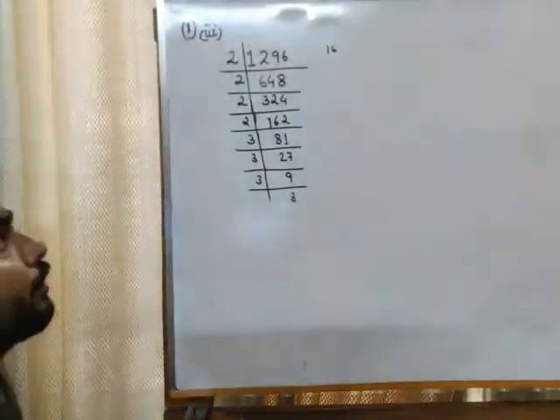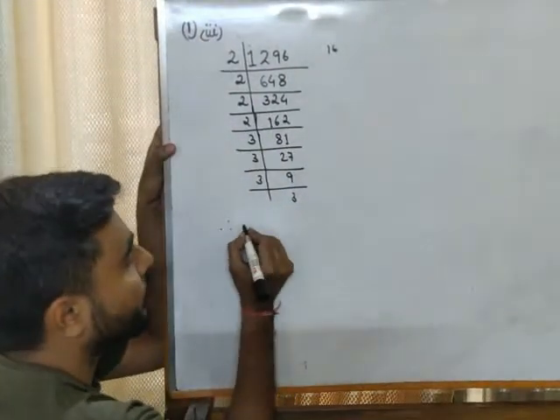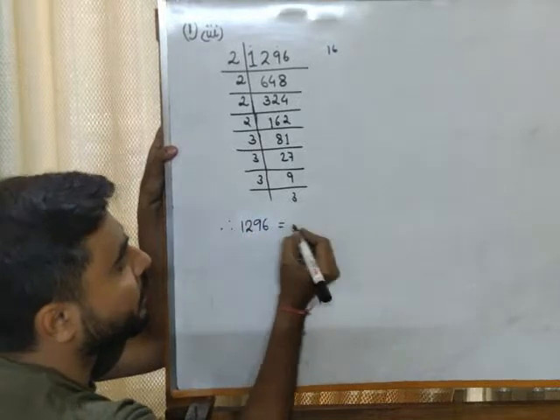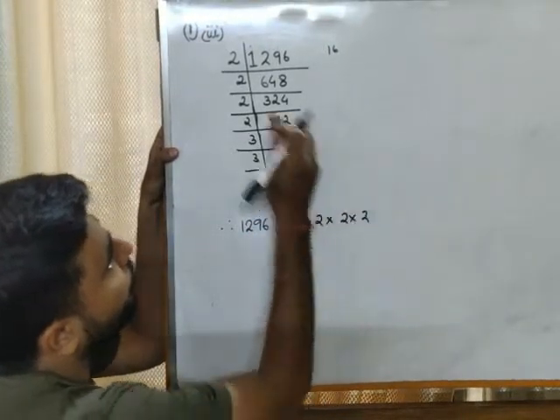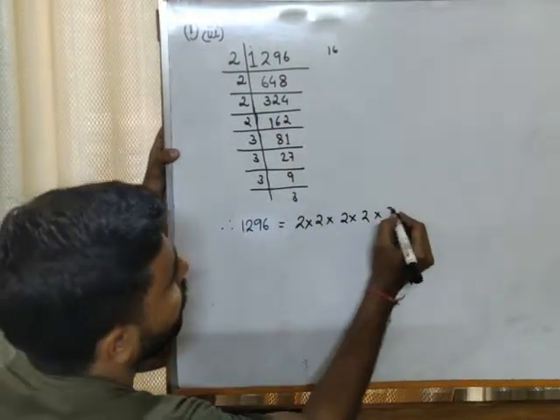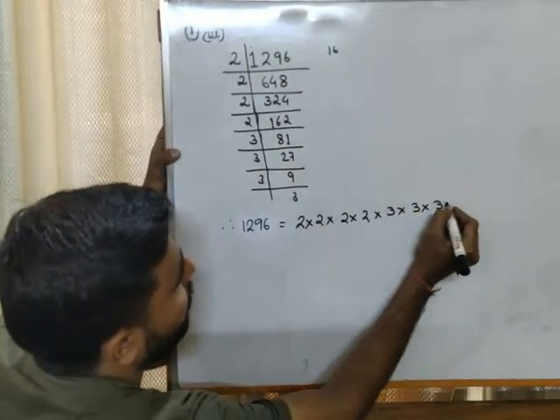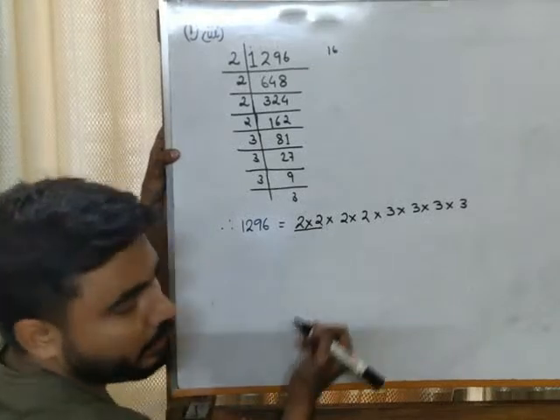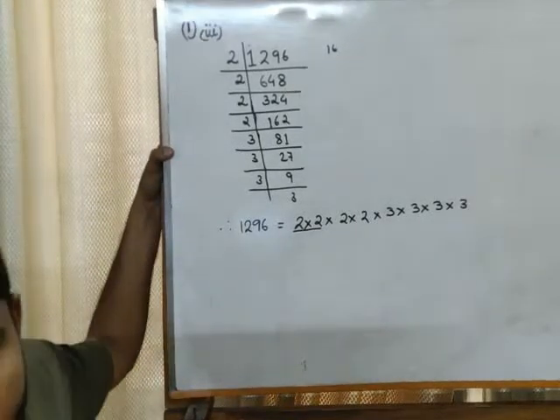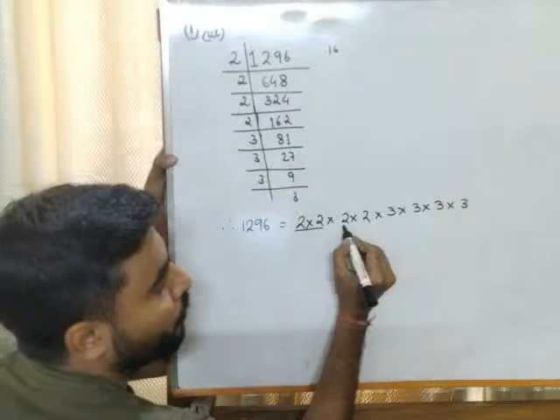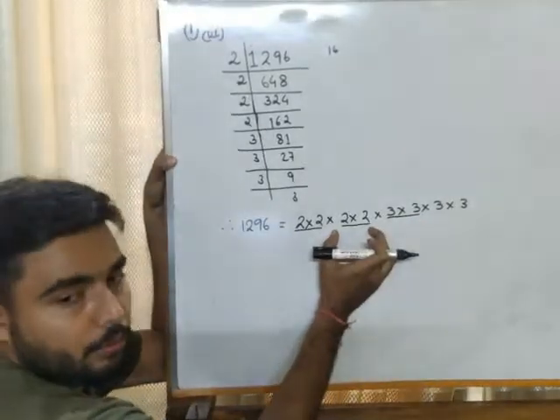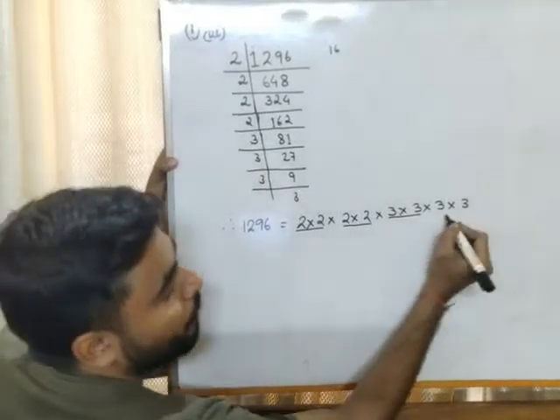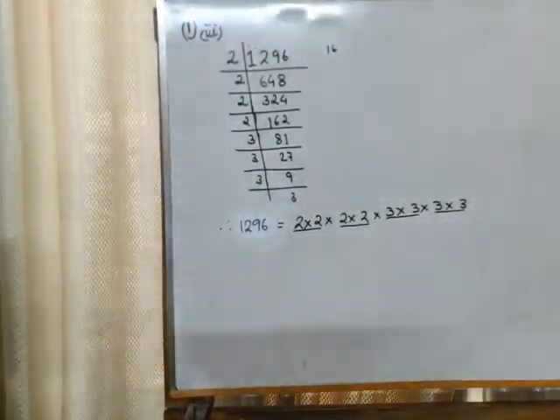I got all the factors of 1296. Therefore 1296 is equal to 2 into 2 into 2 into 2, 3 into 3 into 3 into 3. Now let us see whether they form a pair or not. So here you can see this 2 forms a pair, this 2 forms a pair, this 3 forms a pair, this 3 again forms a pair.